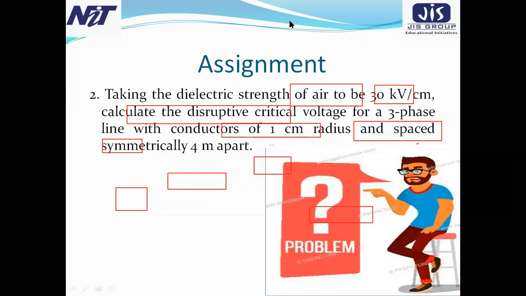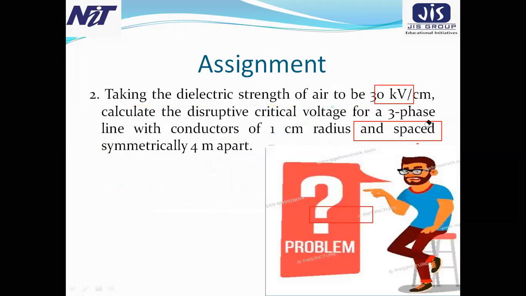Assignment 2. Take the dielectric strength of the air to be 30 kV per centimeter. Calculate the critical disruptive voltage for a 3-phase line with conductor of 1 centimeter radius, so no problem, r is directly given here, spaced symmetrically 4 meters. So just convert 4 meters to centimeters, then solve the problem.